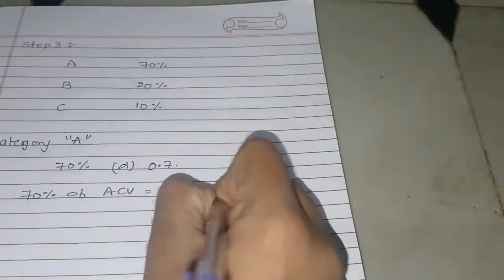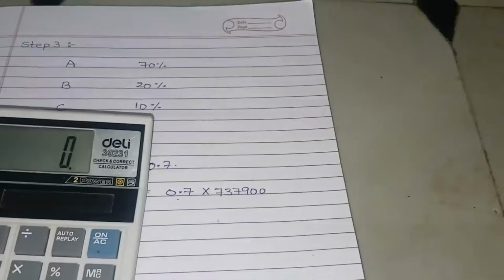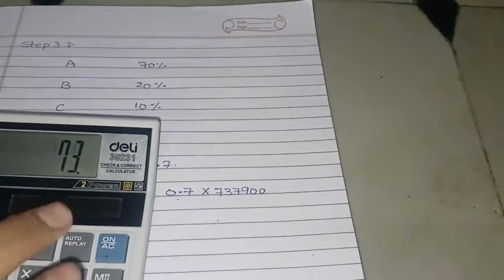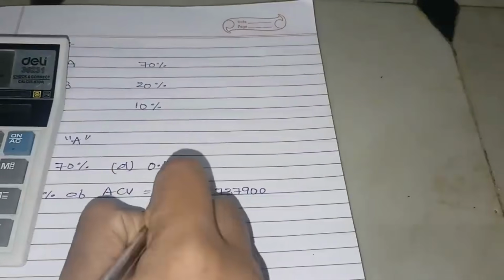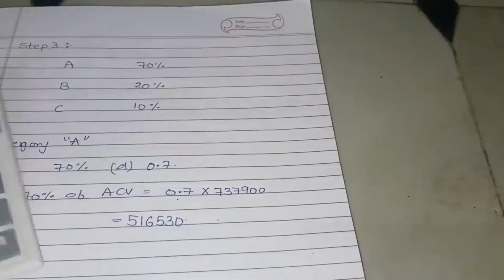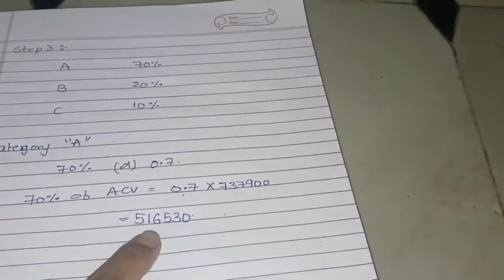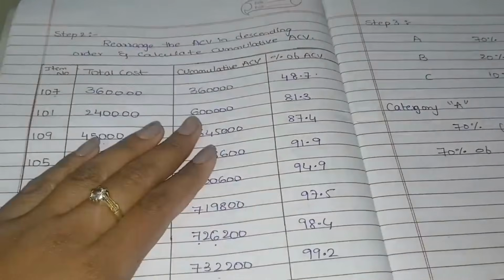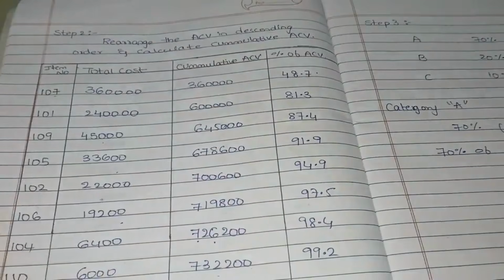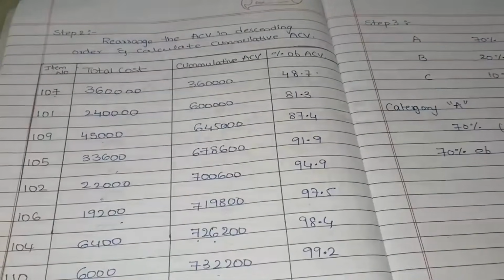సో 7,37,900 ఇంటూ 0.7 చేస్తే మనకి 5,16,530 వస్తుంది. ఇది ఆన్సర్. ఓకే, ఇప్పుడు చాలా జాగ్రత్తగా వినండి. మనకి 5,16,530 వచ్చింది. అంటే దీన్ని మనము ఏదైతే టేబుల్ క్యాలిక్యులేట్ చేసినామో దీంట్లో మనం చూడాలి. సో 5,16,530 కన్నా ఎక్కువ రాకుండా చూసుకోవాలి.